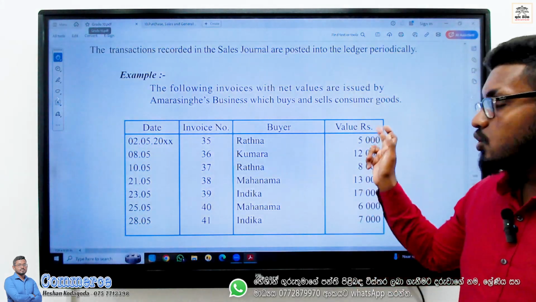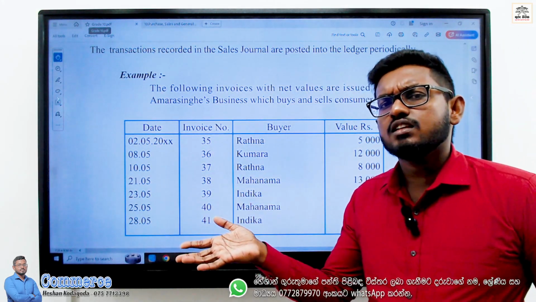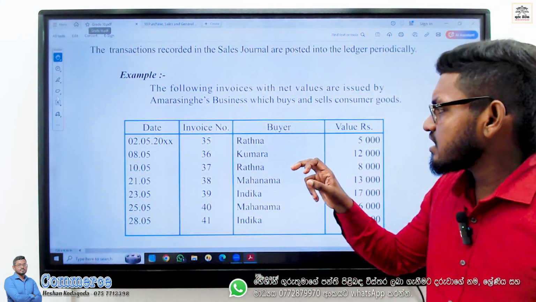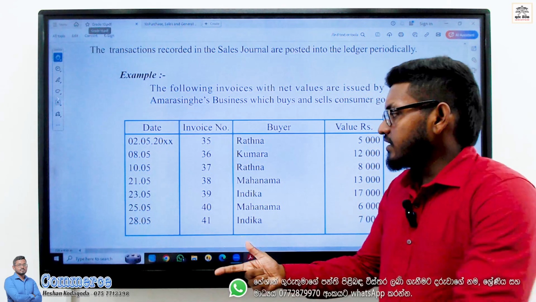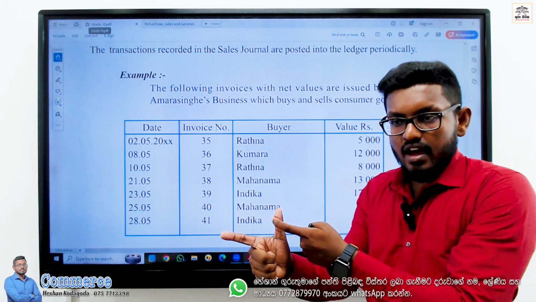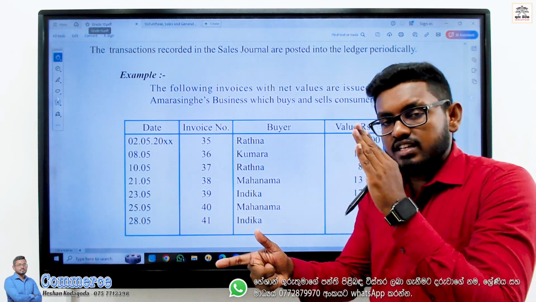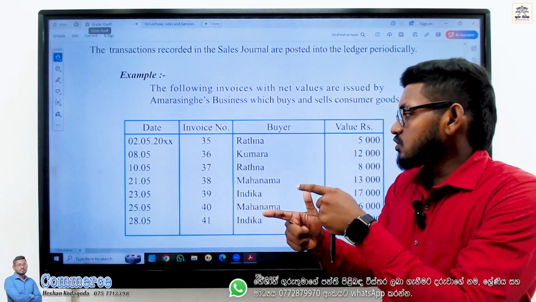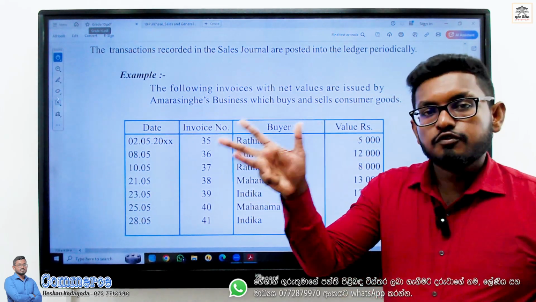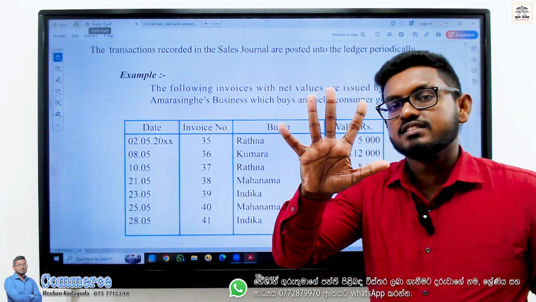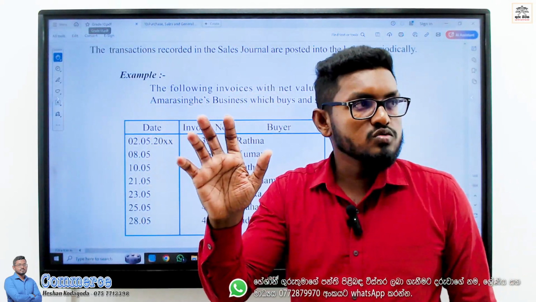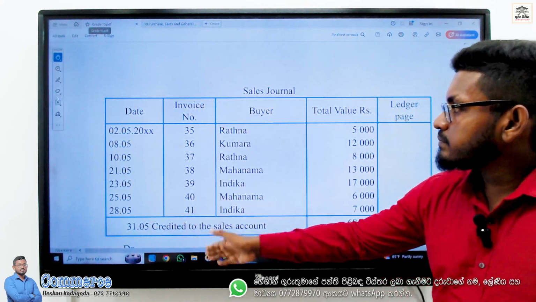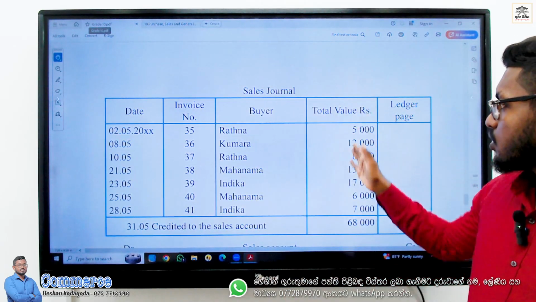So value, you can see no discounts in here. How many accounts we need? We need a sales account and we need debtors accounts. How many debtors are there? Ratna, Kumar. Again, we are not opening another account for Ratna because we already have Ratna's account in the ledger. There are never two accounts with the same name. Ratna, Kumar, Mahanama, Indika: 4 ledger accounts for debtors and 1 sales account. How many accounts do we need? 5 accounts. Understand? So you can see this is the sales journal: date, invoice number, buyer or the customer, total value and the ledger page.